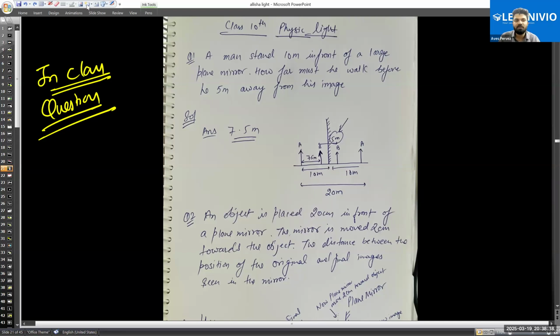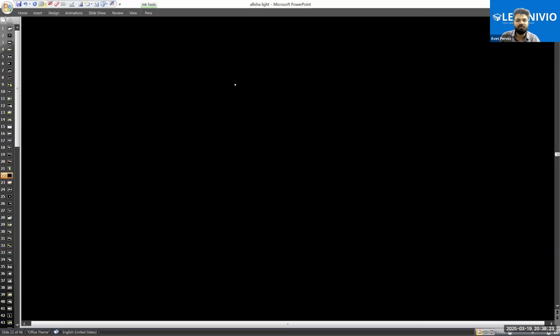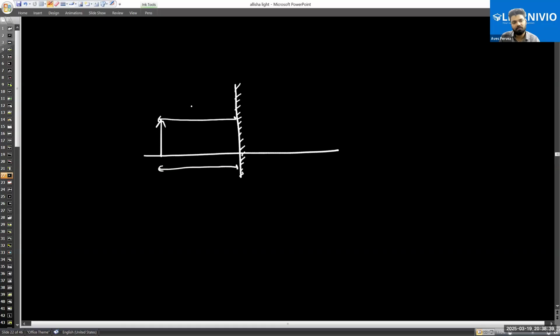So what is it saying in the question? It is saying that currently the object is placed at a distance of 10 meter. He is standing 10 meter away from the plane mirror. So its image will also be 10 meter from the mirror. It is also 10 meter. Yes, also 10 meter.